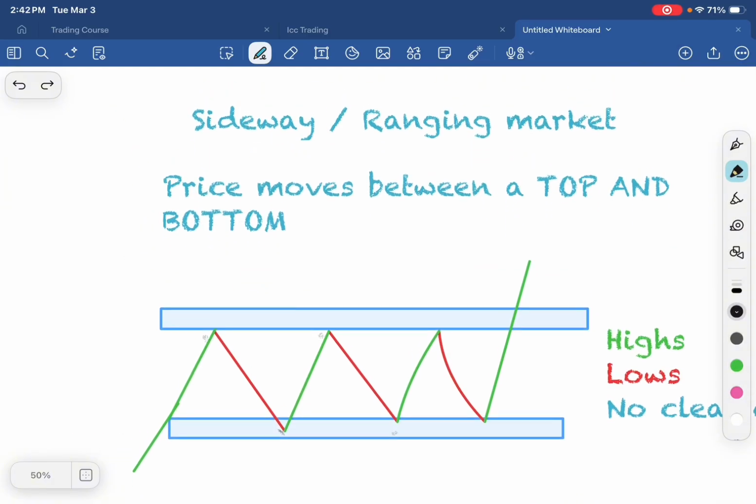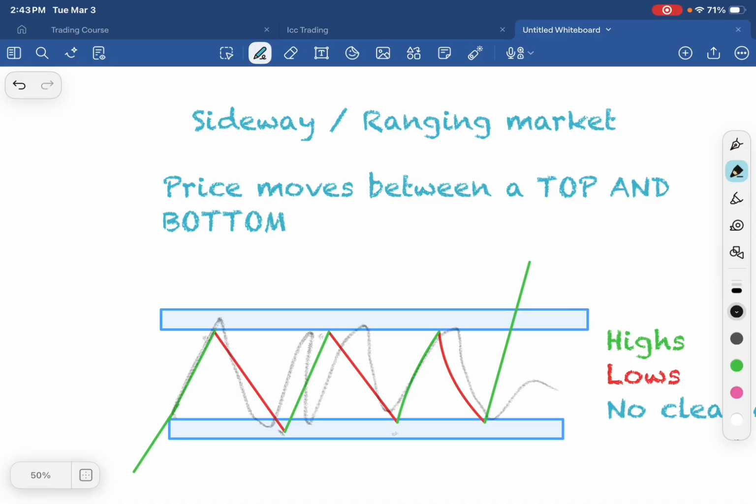And then the sideways market: the price moves between a resistance and a support, which we haven't reached yet, so don't confuse yourself as yet. Just know that the price just moves sideways. It just bounces between the ceiling and the floor. Consider this the ceiling, consider this your roof. And consider this the floor.